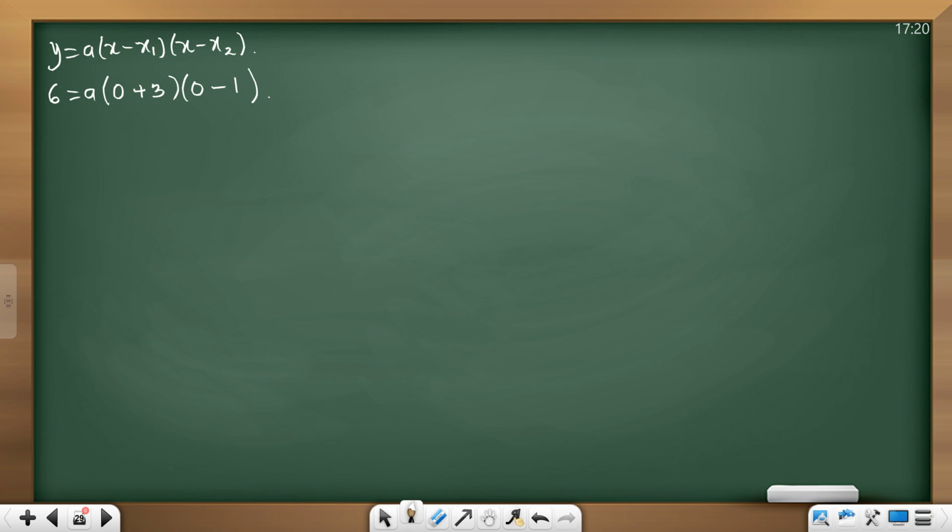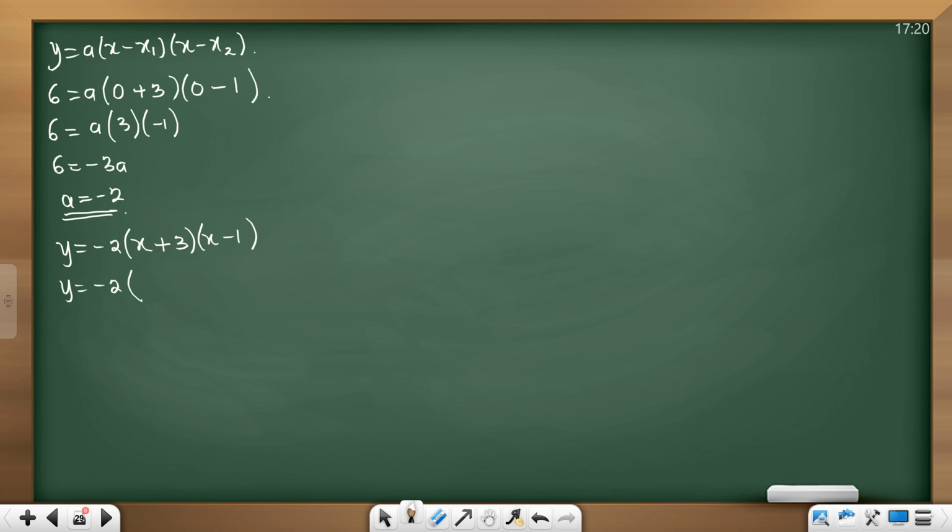Do you see? My signs are changing there. So what do I have? This is 3 multiplied by negative 1, divide negative 2. Then I'll say y equals negative 2(x plus 3)(x minus 1). Remember, minus negative 3 gives positive. And all I need to do is expand. You know how to FOIL. X times x, x squared. I'm sure you still remember how to FOIL, right? This multiplied by that, then this multiplied by that.